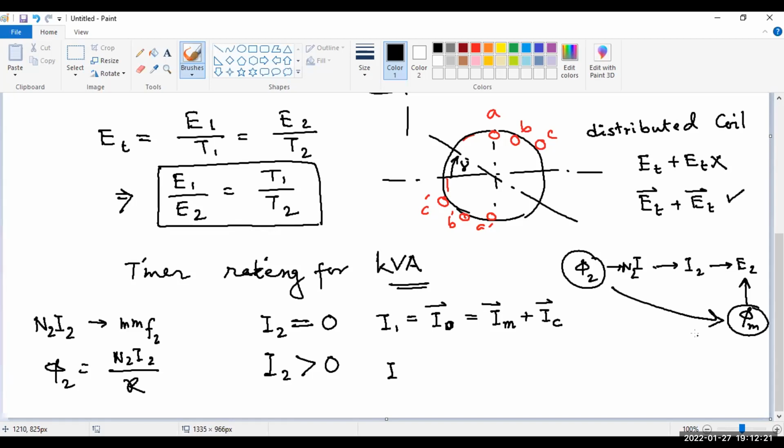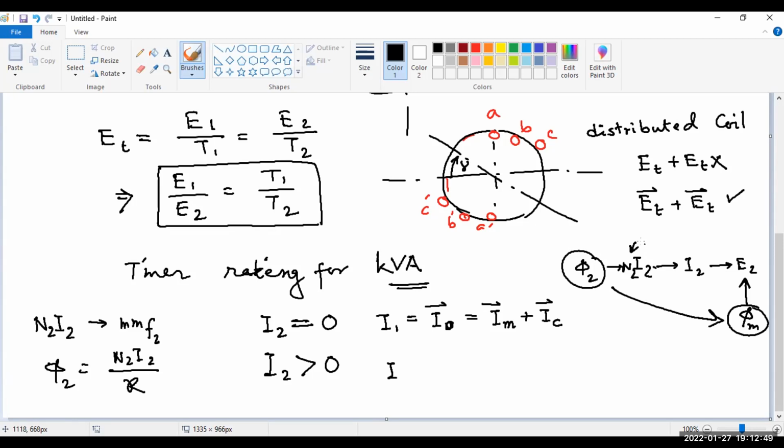Can you please repeat this part? Okay. Now you have understood how phi 2 is generated. What is the immediate cause of that? The secondary MMF, N2 I2. The secondary MMF is the immediate cause.